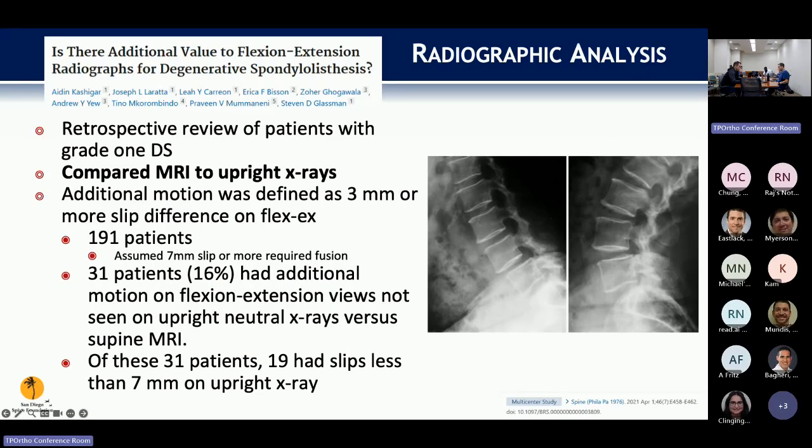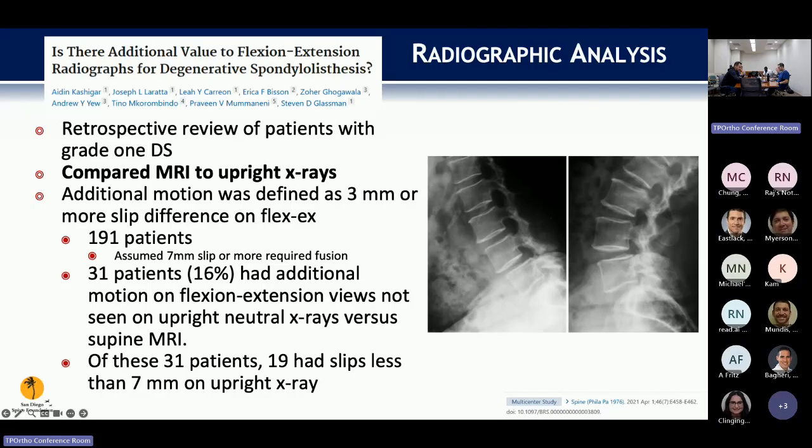This was a newer study in the literature looking at whether there is any additional value to flexion-extension radiographs in the degenerative spondylolisthesis population. It was a review from 2021 looking at patients with grade 1 listhesis. They used a cutoff of 7 millimeters of listhesis as a surgical indication for fusion.